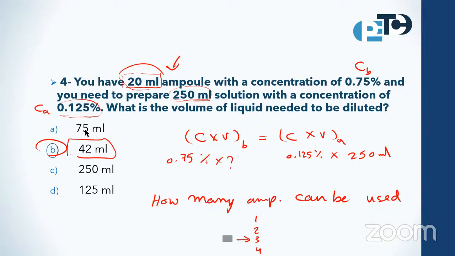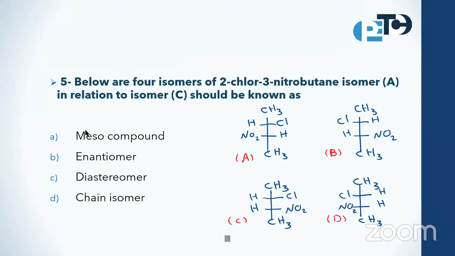Let us see another one. Another question about stereochemistry: the enantiomers, diastereomers, meso compounds, isomers, and so on. Here, we have 4 isomers of the compound called 2-chloro-3-nitrobutane. The isomer A in relation to isomer C, what is the relation between those 2 isomers? In order to know the relation, let us put them beside each other to see the characters of both.